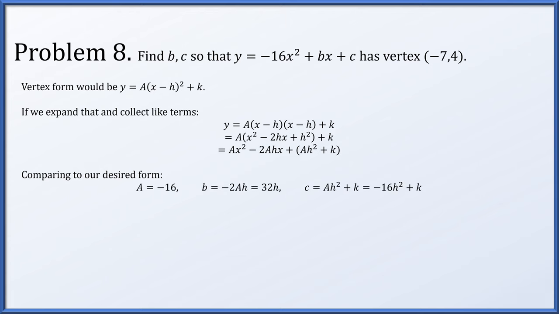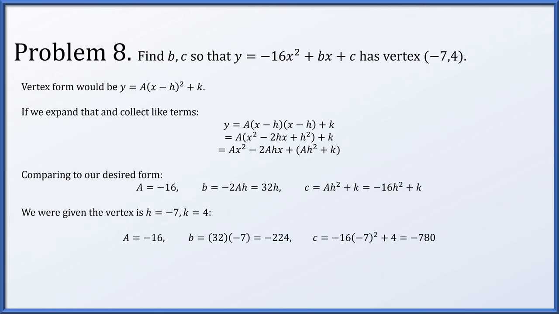A, the coefficient on the quadratic term, has to be negative 16. That is forced. There is nothing to do there. B, the coefficient on our linear term, has to be negative 2ah. But observe, we know that a is negative 16, so b is equal to 32h. And c must be ah squared plus k, but again, we know a is negative 16. That gives us information. And we were given that the vertex was negative 7, 4, h, k. So h is negative 7 and k is 4.